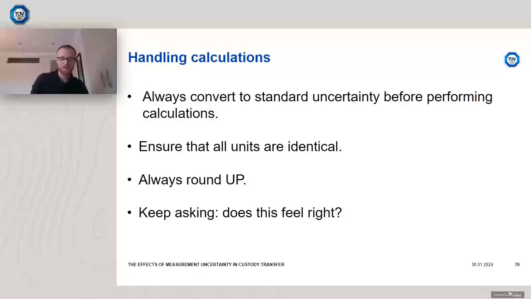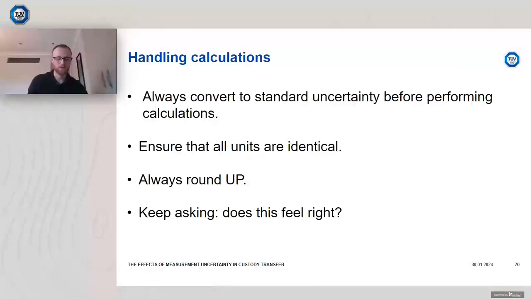So just in summary, in terms of handling calculations, as I showed in the examples, it's always easier to convert to standard uncertainty. Things can be quoted in different confidence levels. You might have different distributions, so it's best to get back to standard uncertainty. Just as you do with calculations, whether you use SI units or any other units, you just need to make sure everything's in the correct units. Be conservative and tend to always round up.